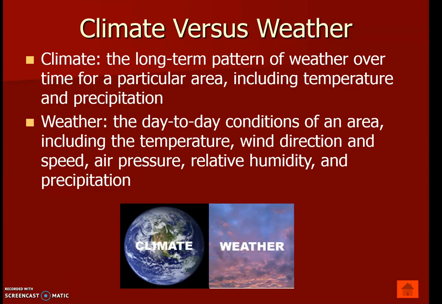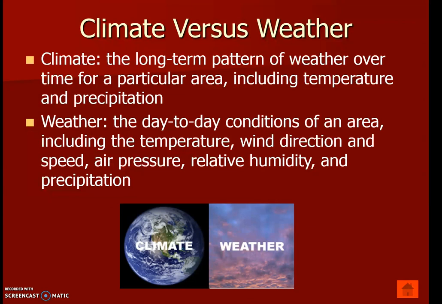So this unit was all about climate and weather, so it's important to know the difference between climate and weather. Climate is the long-term pattern of weather over time for a particular area. So this is generally what the weather is going to be like in an area. Is it generally warm and humid, or is it generally cold and dry? In a place where it's cold and dry, there might be an occasional warm and humid day, but generally the climate of an area is what the general weather is like.